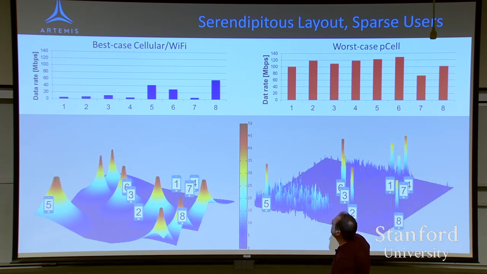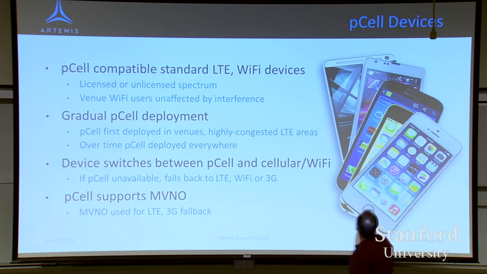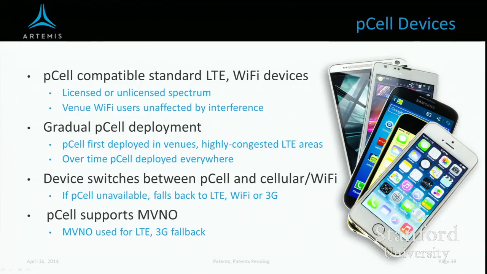The other thing we did is make it compatible with LTE and Wi-Fi devices. We can work in licensed or unlicensed spectrum, and Wi-Fi, for example, is unlicensed spectrum. A carrier can gradually do pCell deployment and then hand off at the edge of the pCell coverage area to cellular, or they could do a whole large region if they'd like to. In the US, the conversations are largely about pCell deployment and then handing off to LTE on the edge.